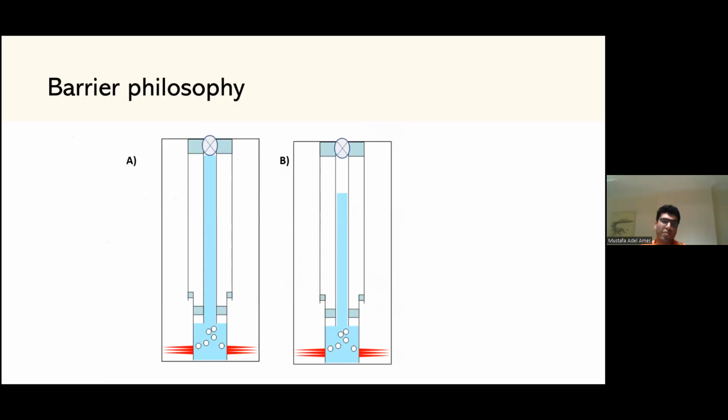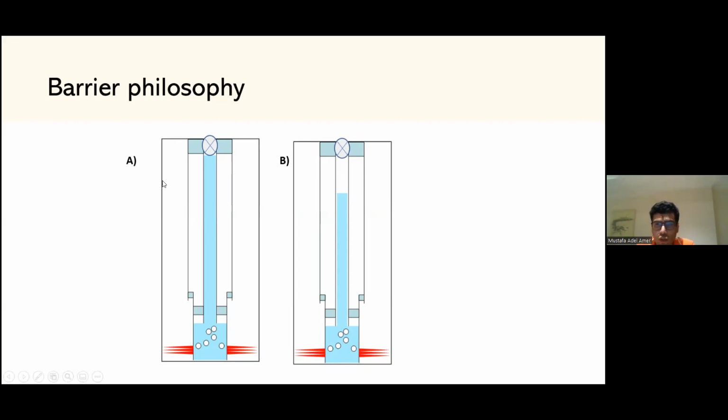The barrier philosophy. For example, in case A and case B, in case A we have a well that can flow to the surface. When we shut in the well, the tubing is full of fluids to the surface. So this well is capable of flowing to the surface. This well is not capable of flowing to the surface. When we shut it down, we still have empty distance, and we can have a fluid level somewhere below the Christmas tree.